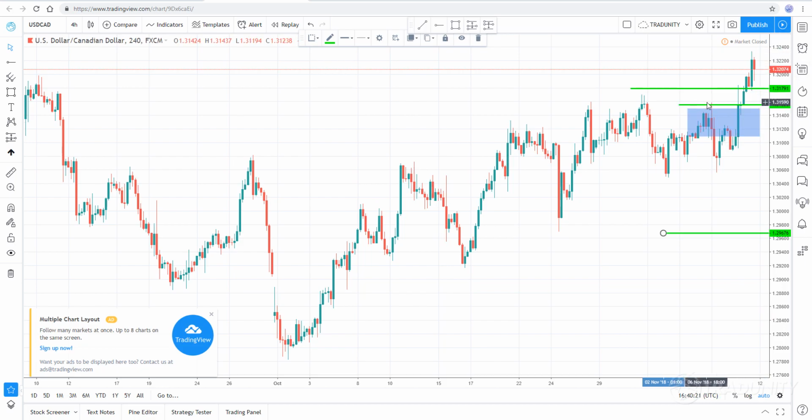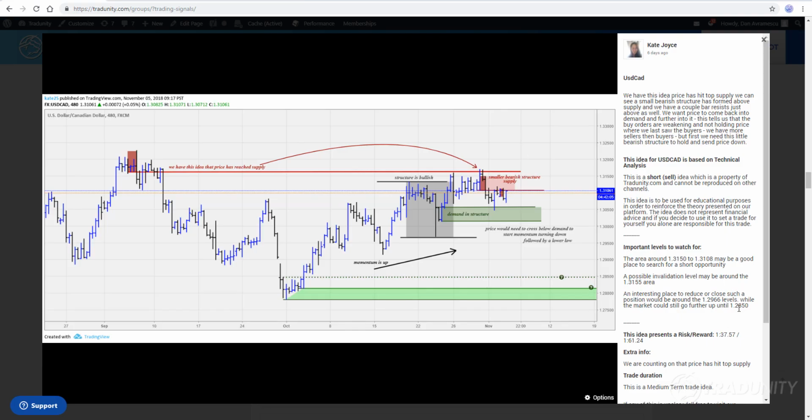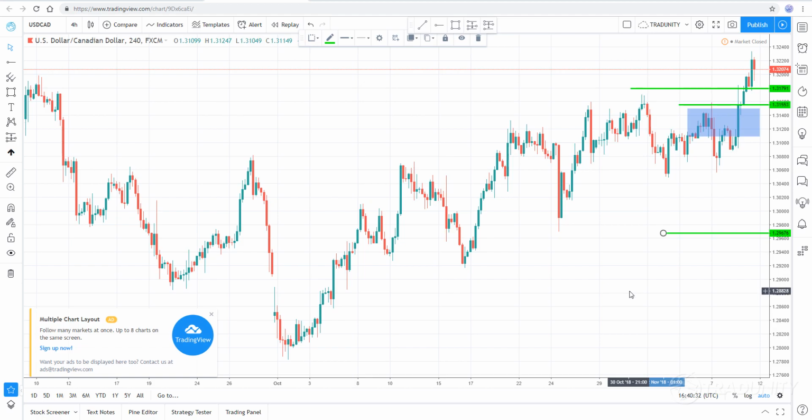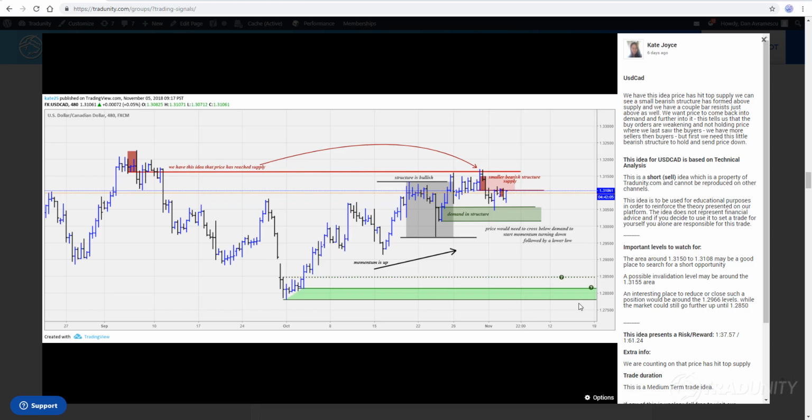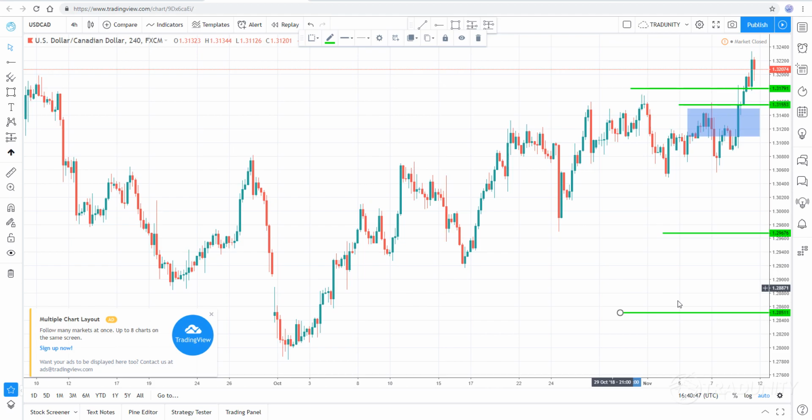This was a stop trade. But there is one more target somewhere around here, I believe. Yeah, somewhere around here. So she was aiming that the whole bullish structure would be corrected up until here.